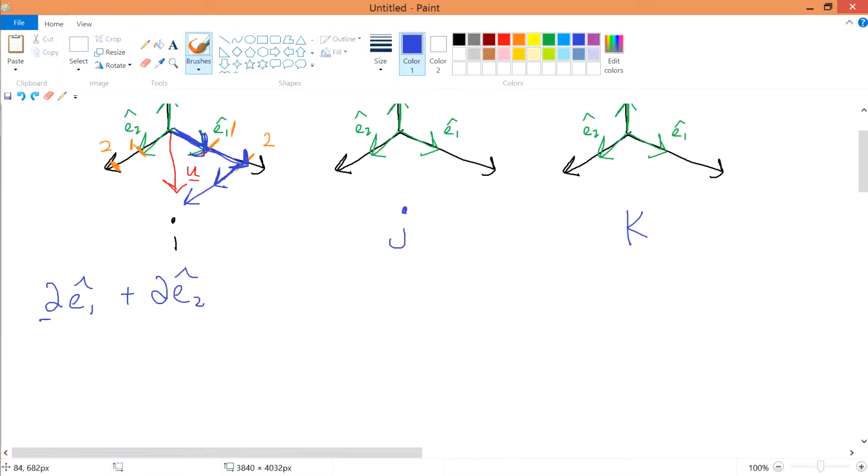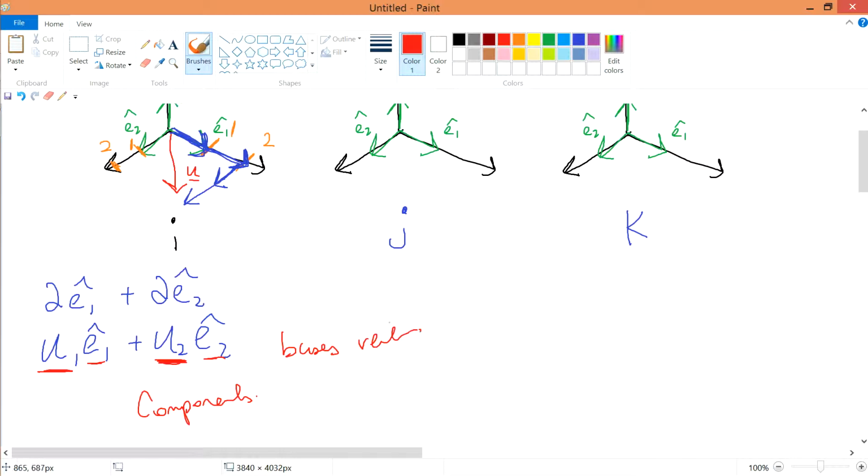Instead of writing 2, because I want to generalize things, I write it in terms of u1 e1 hat plus u2 e2 hat. And this u1 and u2 are simply the components of the vector, while the e1 hat and the e2 hat are the basis vectors. So the components are simply the scalars of the basis vectors, that's all. That's the meaning of it.